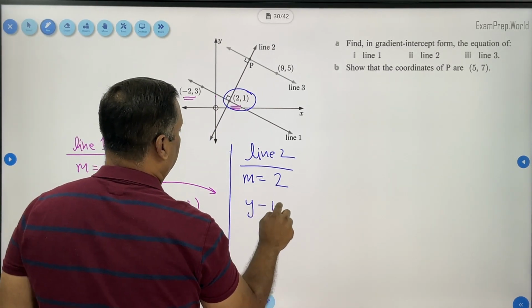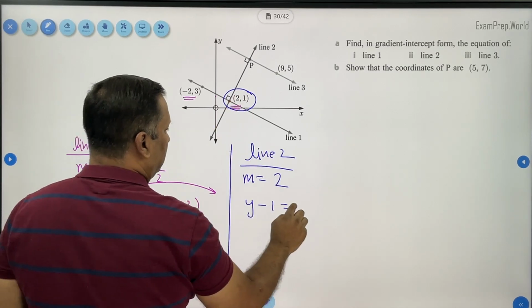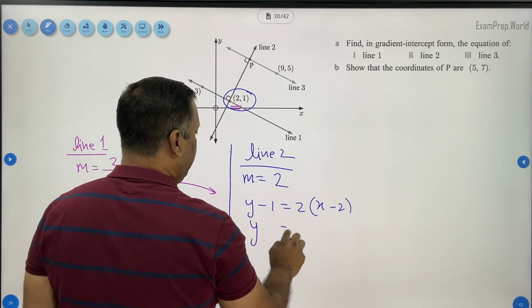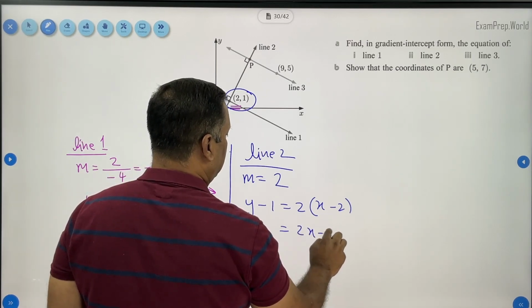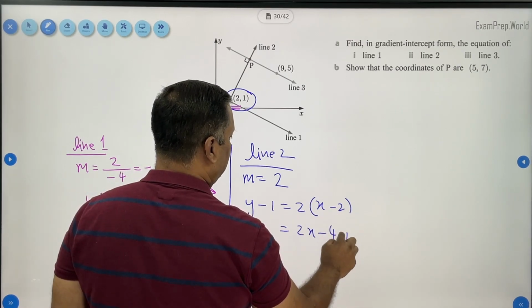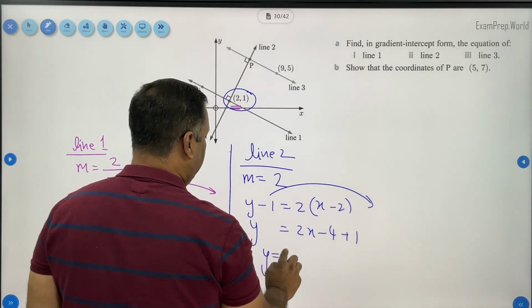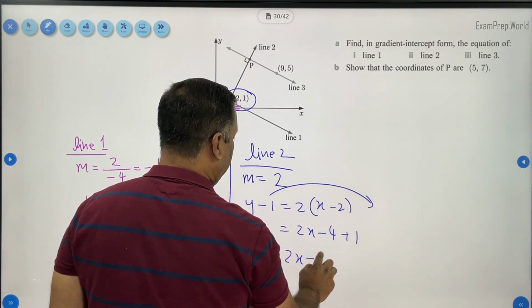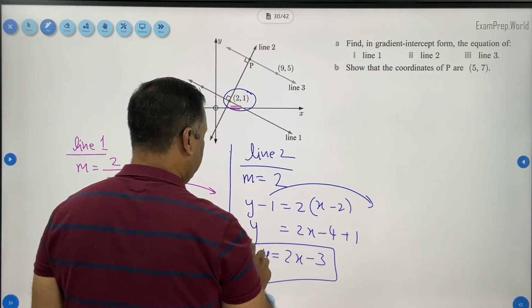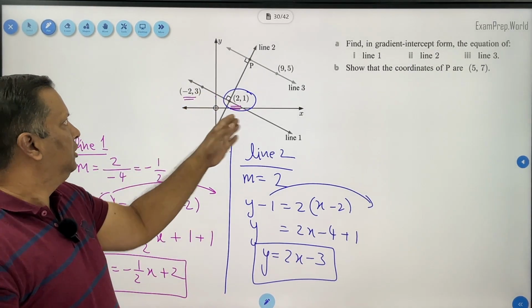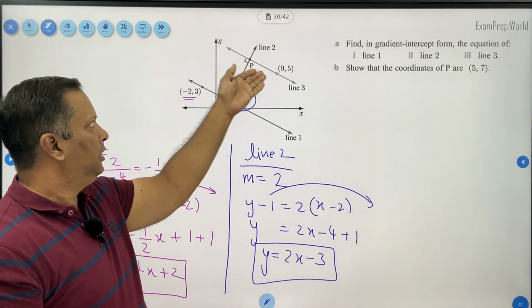So y minus 1 equals, using this 2, 1, 2 into (x minus 2). y equals 2x minus 4, and this becomes plus 1. Minus 1 becomes plus 1 there. So we have our equation: y equals 2x minus 3. This is your line 2. So line 1 is done, line 2 is done. Now let us do line 3.